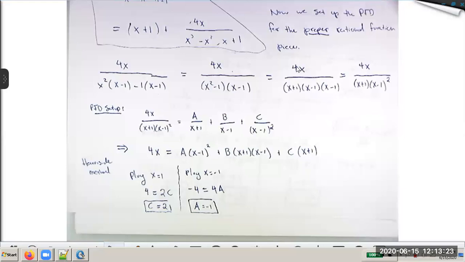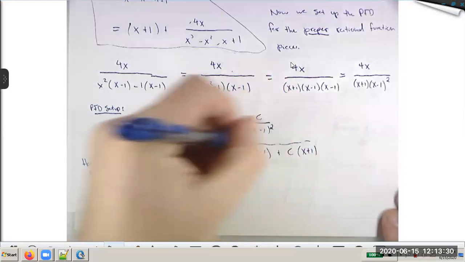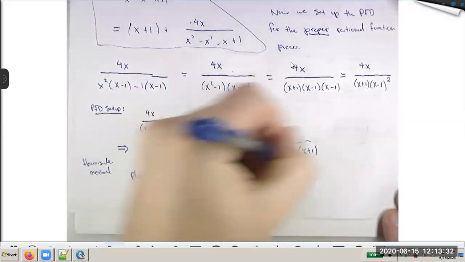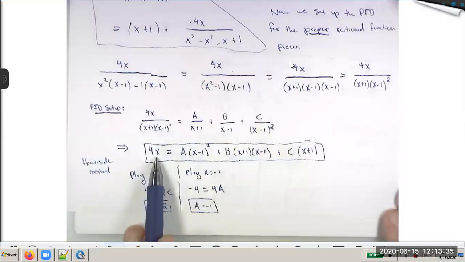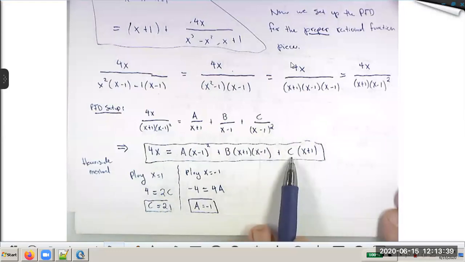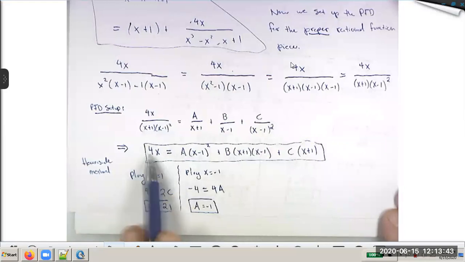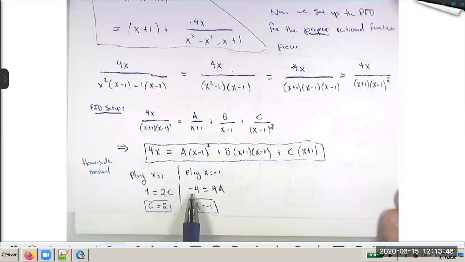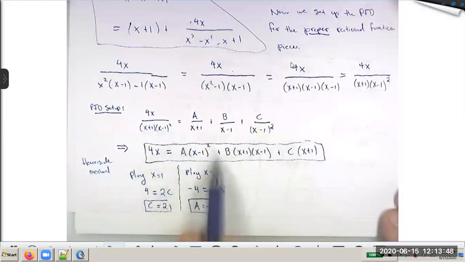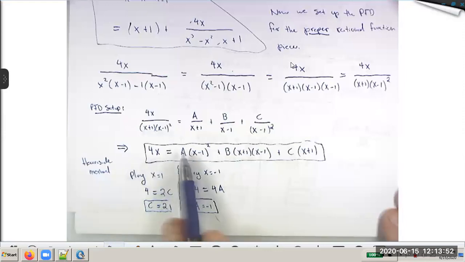So Caesar asks why -4, and while we're there we should probably also ask why +4 here. I'm plugging into this equation. So when I plug x equals 1, the left-hand side becomes 4, and the right-hand side becomes 2c. When I plug in -1, the left-hand side becomes 4 times -1 is -4, and the right-hand side, everything goes away except for the a, which is 4a. So you got to make sure you pay attention to the left-hand side as well as the right-hand side when you go to plug in.